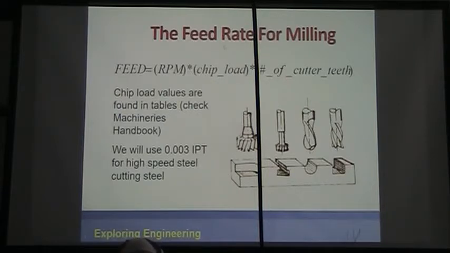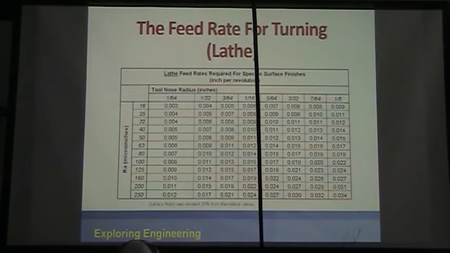Now, our feed rate for milling: the feed is going to equal the RPM times the chip load times the number of cutter teeth, right? And you'll notice in these illustrations the different milling tools have a different number of teeth. The chip load values are found in tables, and I wish I'd brought my Machinery's Handbook with me. But in this case, we'll use 0.003 inches per tooth for high speed cutting steel. All right.